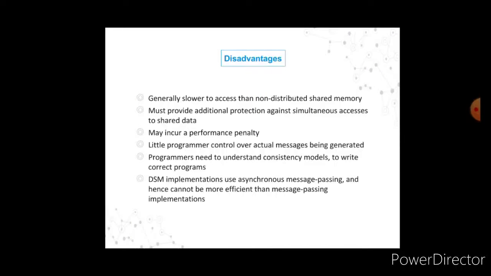Now let us see the disadvantages of a DSM. It is generally slower to access than non-distributed shared memory. It must provide additional protection against simultaneous access to shared data. It gives the programmer little control over the actual messages being generated, which may incur a performance penalty.